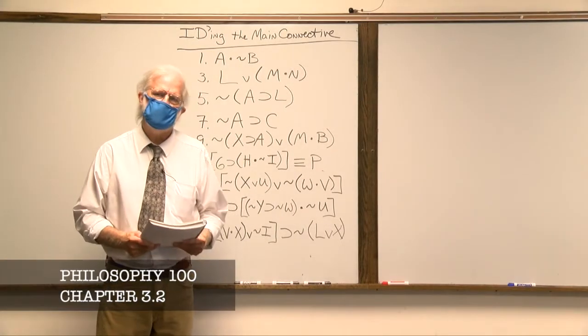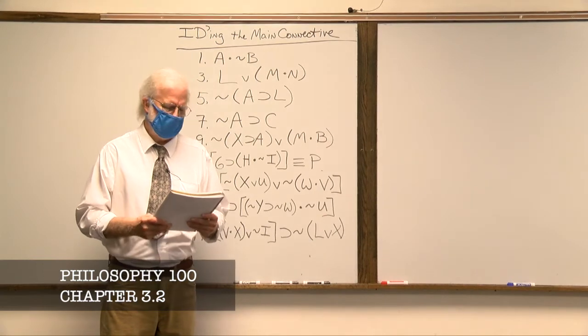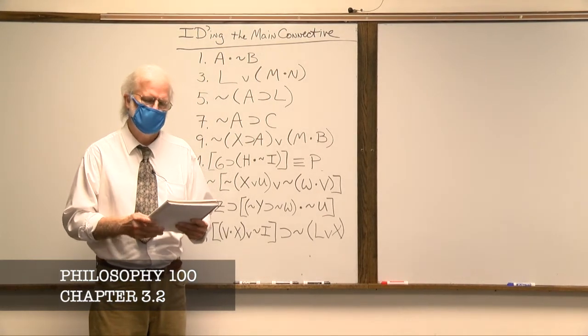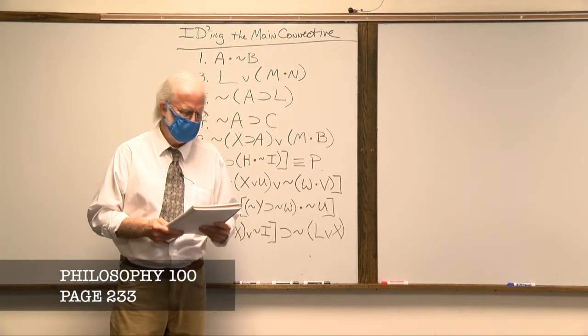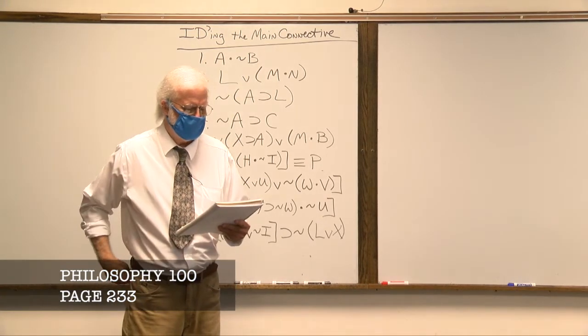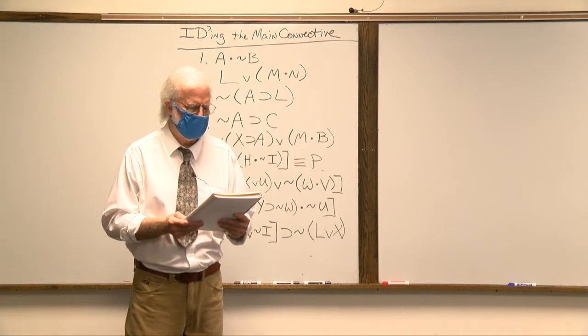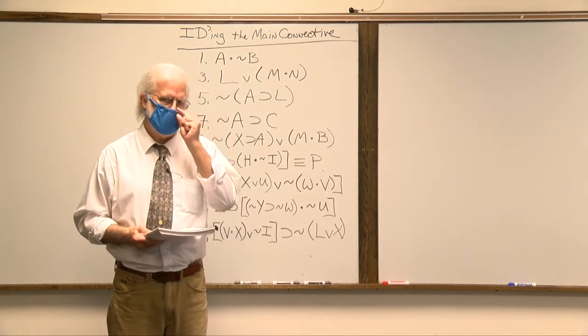Okay, hello students. What we're going to do now are the practice exercises for Chapter 3, Section 2. This is on page 233 of your textbook. And you are asked to identify the main connective in the following statements by circling or highlighting it.